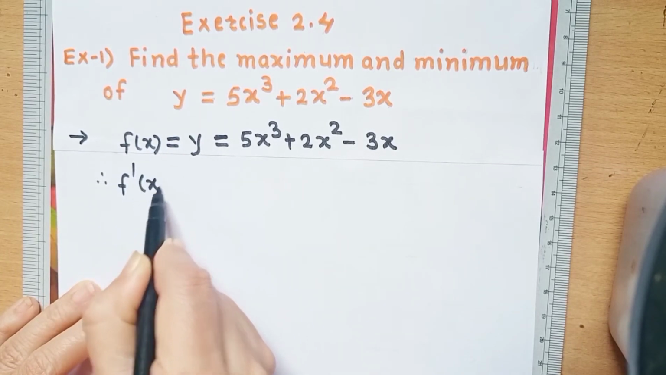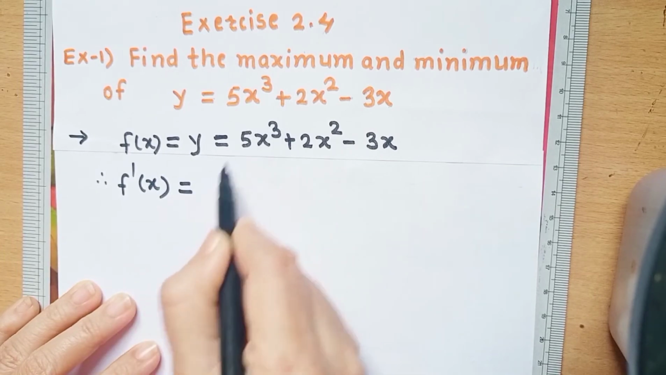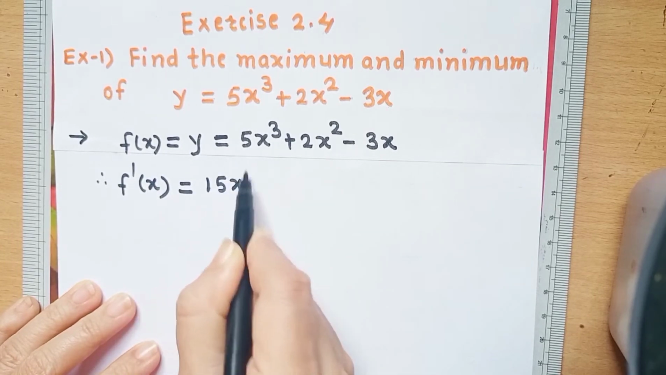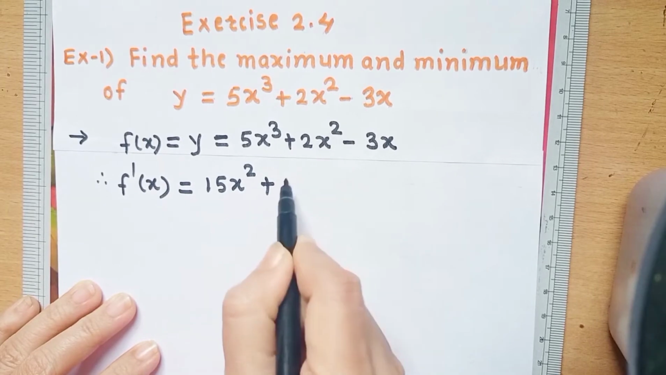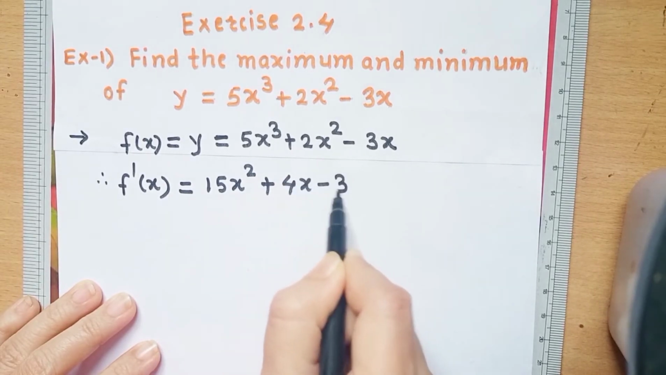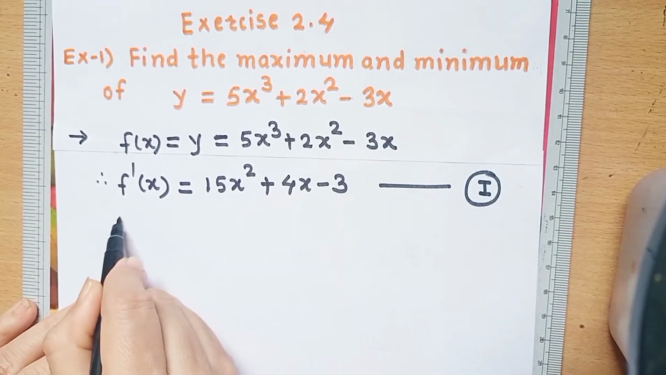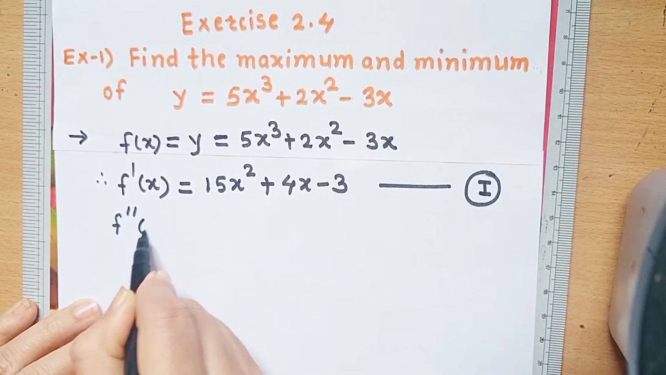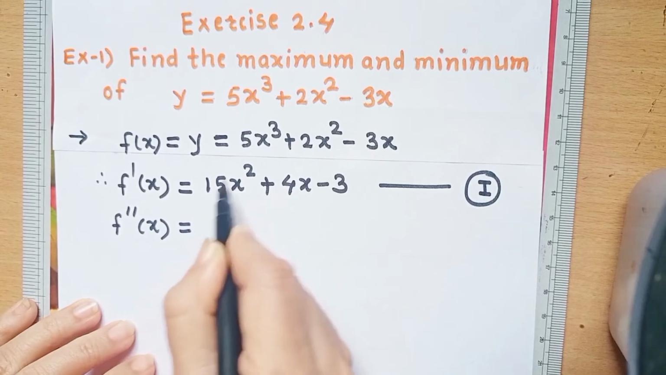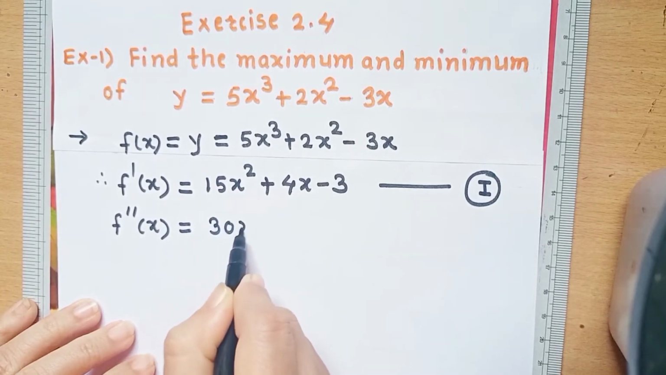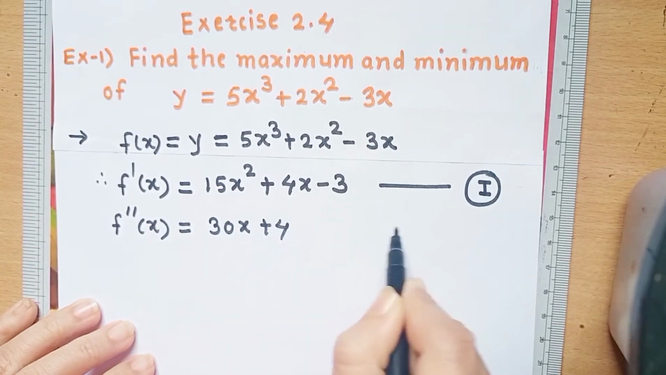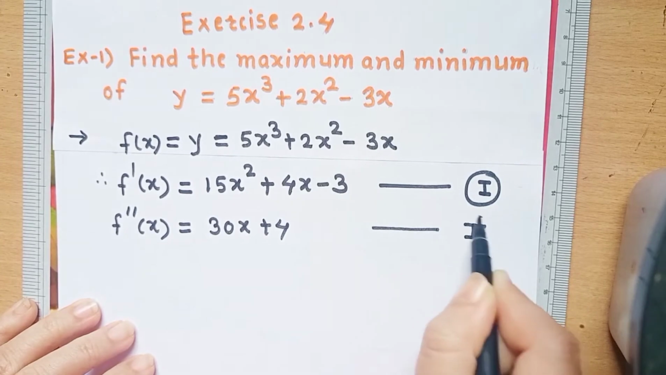So f dash of x equals 5 3s are 15x square, then 2 2s are 4x minus 3. Say this is the first one. And again differentiate this. So f double dash of x equals 15 2s are 30x plus 4. Say this is the second one.